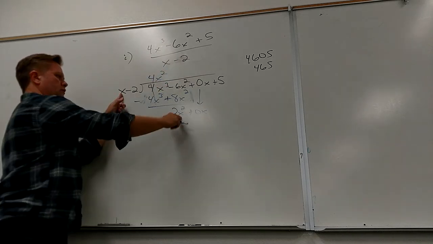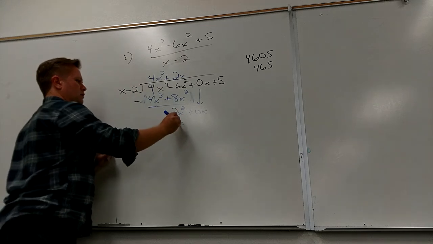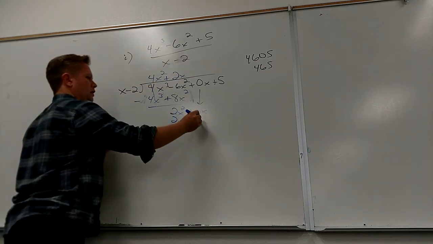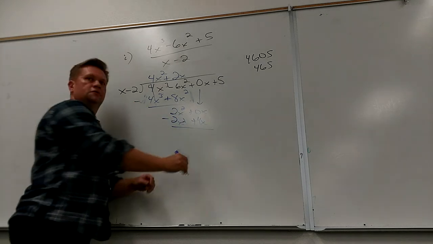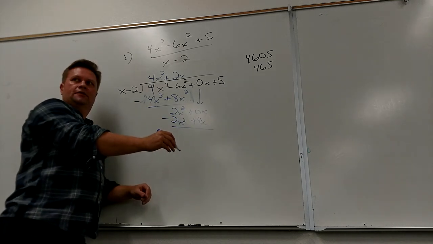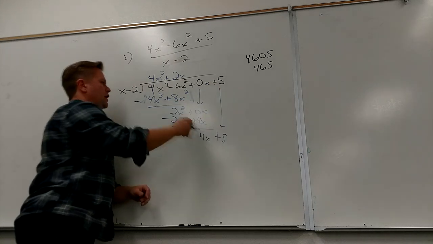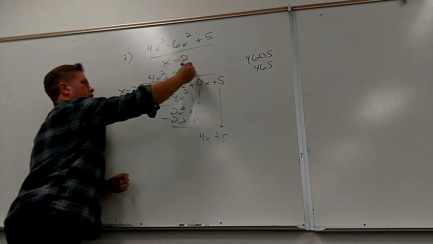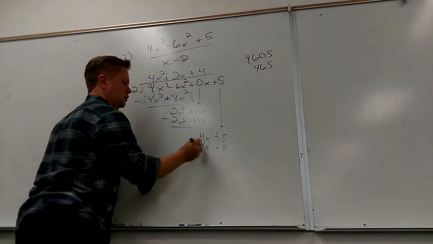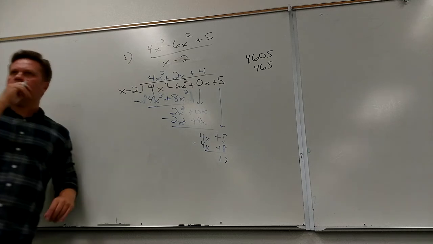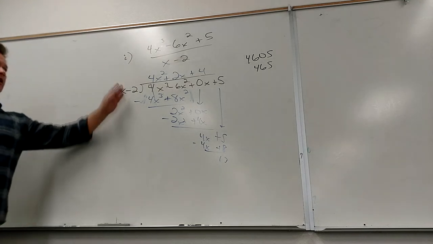X times what is 2x squared? 2x. 2x times x is 2x squared, like we just said. You get negative 4x there, and then you change the signs. 4x plus 5. X times what is 4x? 4. 4 times negative 2. Change the signs. 13. Okay. But it's the same thing every time. There's just a lot of unnecessary writing.